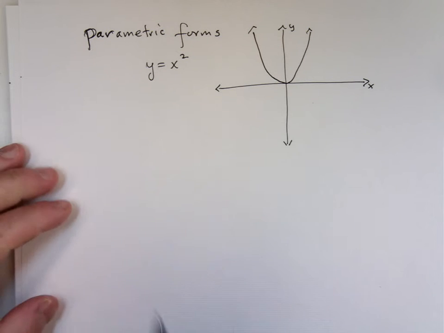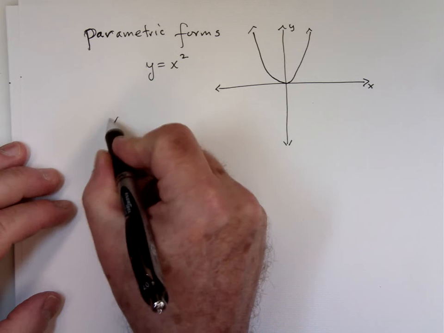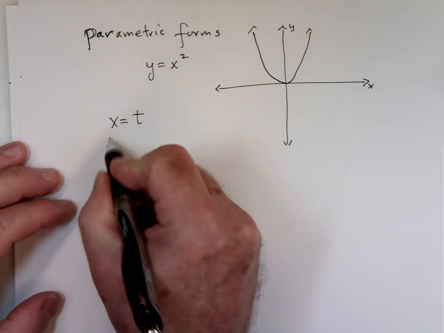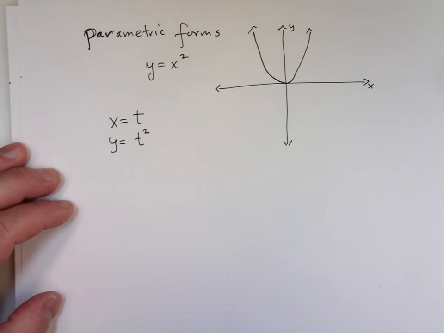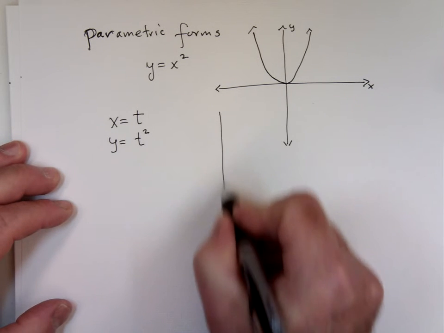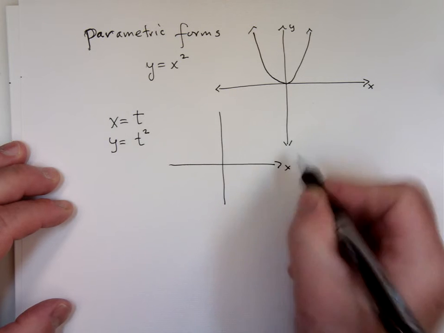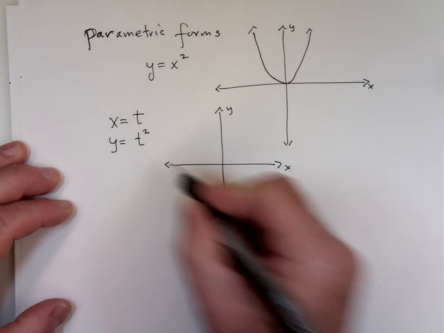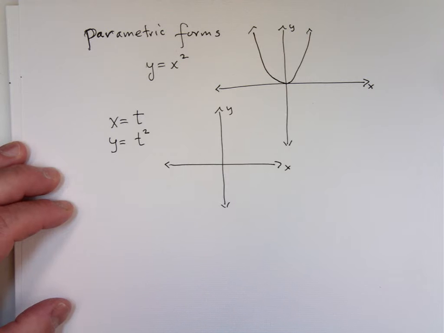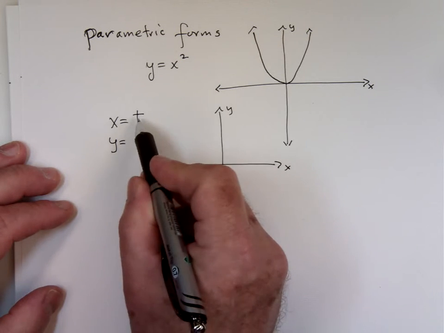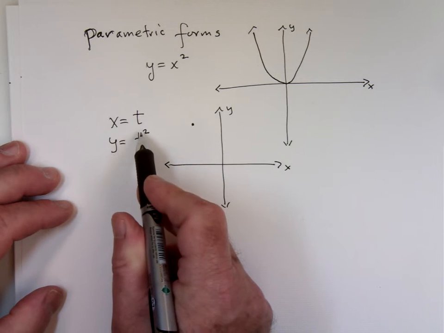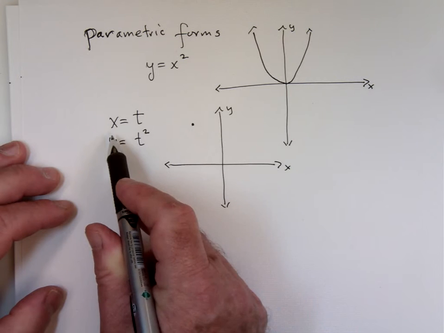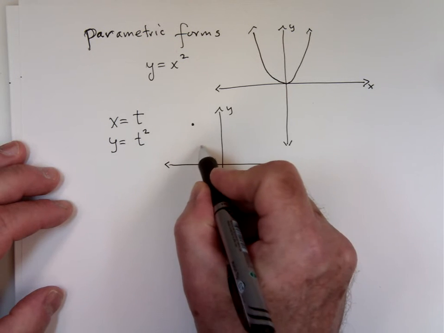In other words, what we may do is change this into this. Let x equal t and y equal t squared. Now, what we get here will be the same set of points. But if we do this in terms of increasing the parameter, let's say t starts at -3, x will be -3, y will be 9. When t is -2, x is -2, y is 4.